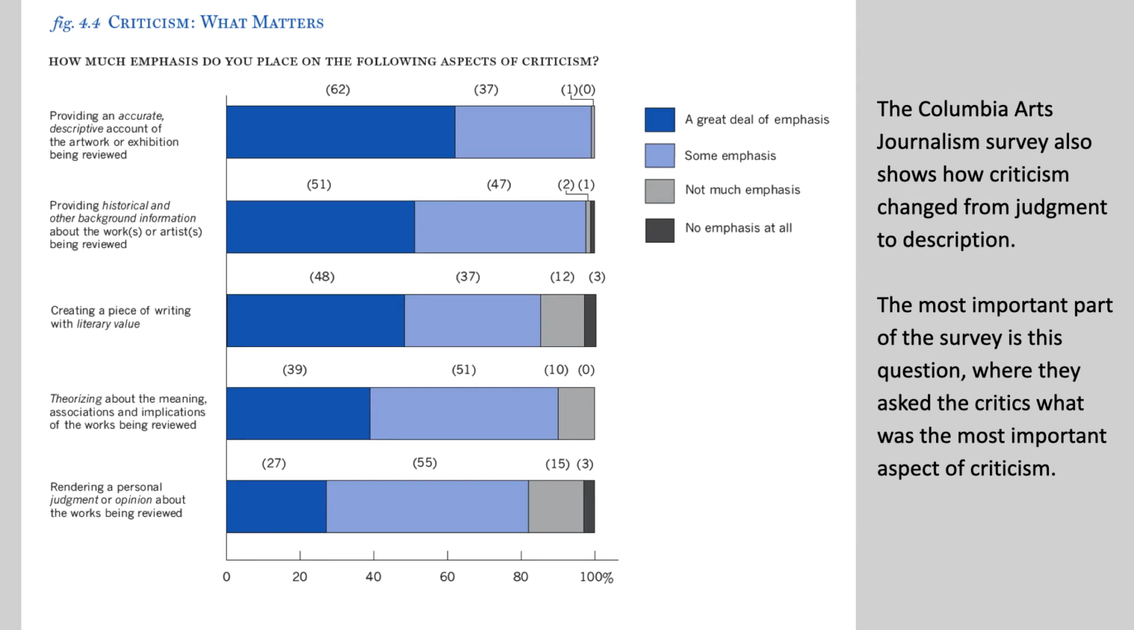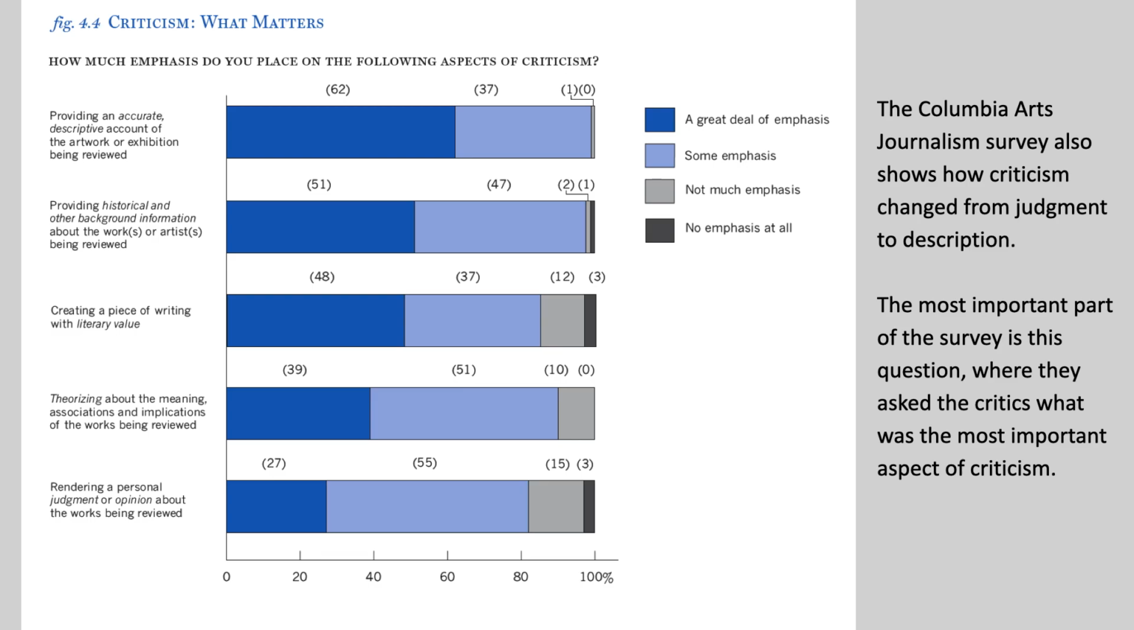Okay, so to this subject of the decline of judgment, the most important of the questions in the Columbia University Arts Journalism Survey was this one. There were like 100 questions or something, so this is like question 80 something. How much emphasis do you place on the following aspects of criticism is the question. And their answers show how art criticism has changed from judgment toward a kind of art historical description.